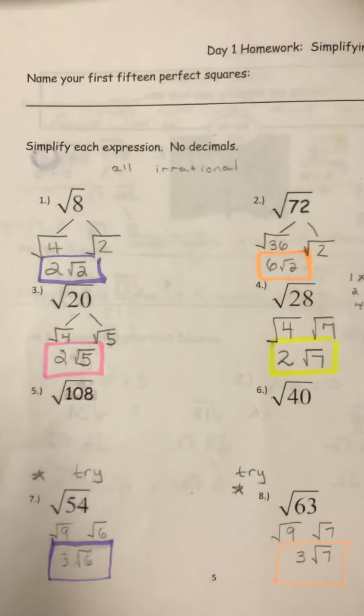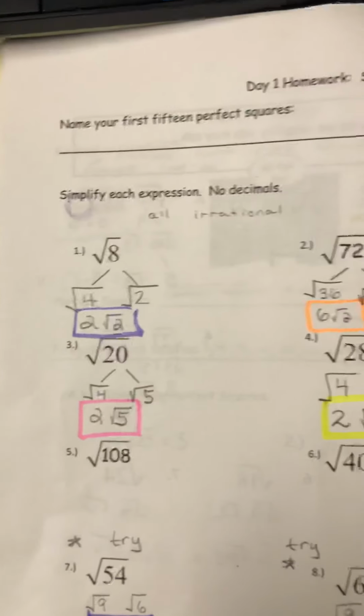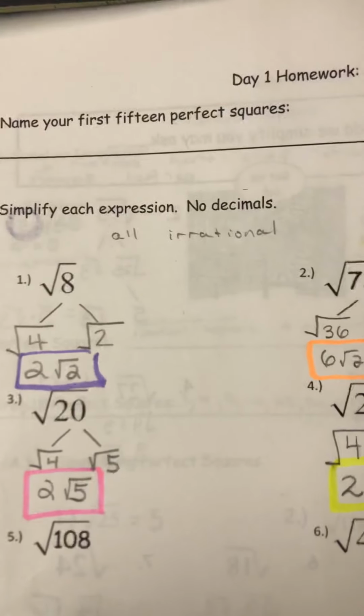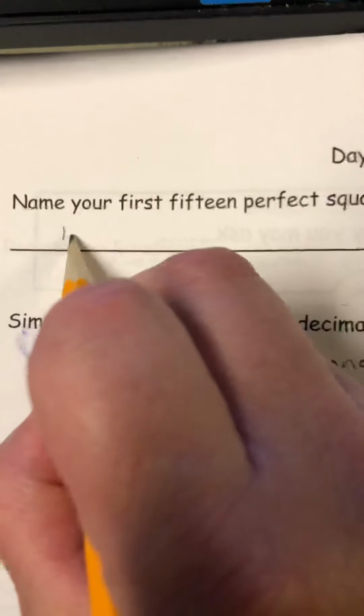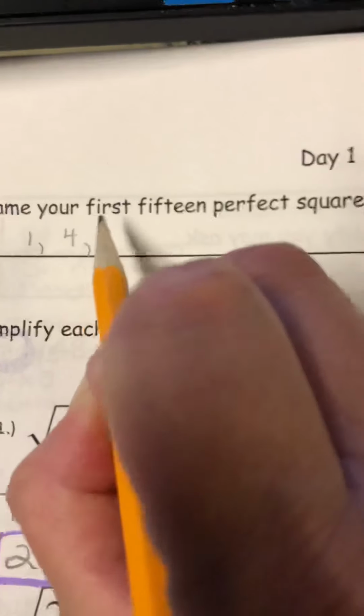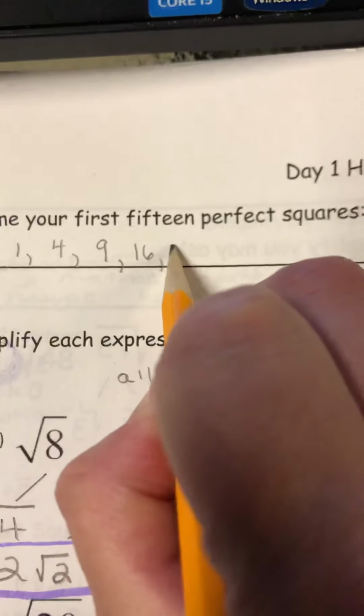So I planned on going over these problems here with you, so hopefully you can follow along. So remember, name the first 15 perfect squares. Sometimes that really helps for you to break down these radicals. So obviously 1 times 1, 1. 2 times 2 is 4. 3 times 3, 9. 4 squared, 16.